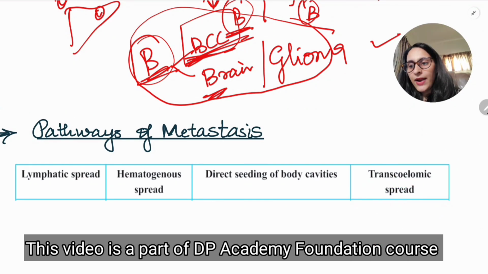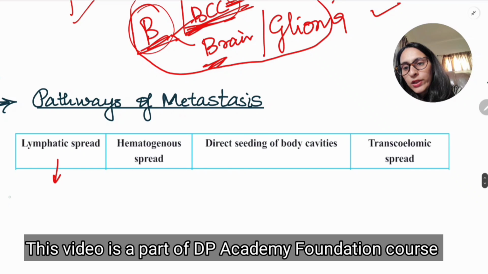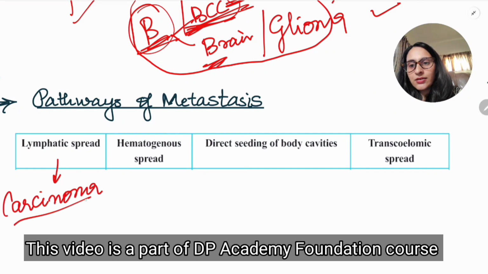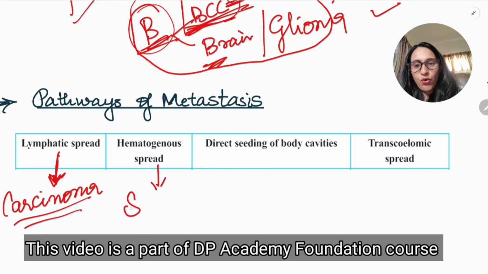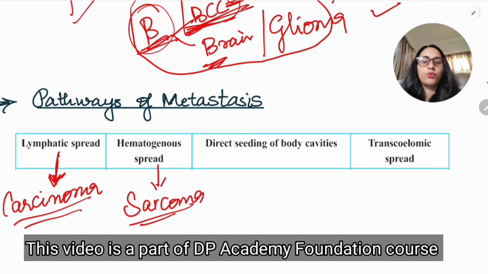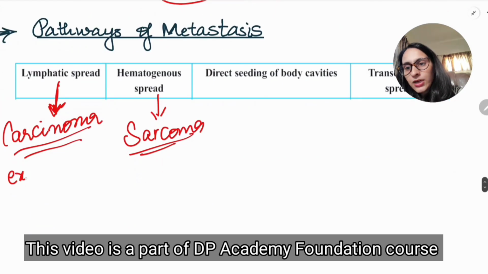The first one is the lymphatic spread. All the carcinomas take the lymphatic channels, the lymphatic route. So lymphatic spread is for all the carcinomas. Hematogenous spread is for all the sarcomas. All the sarcomas take the hematogenous route, the blood route. We have exceptions in both of these. All the carcinomas take the lymphatic route.